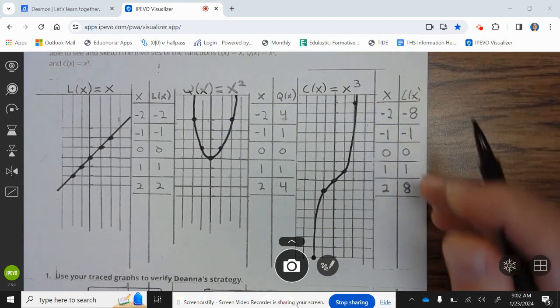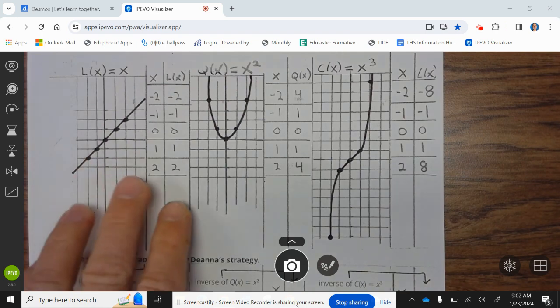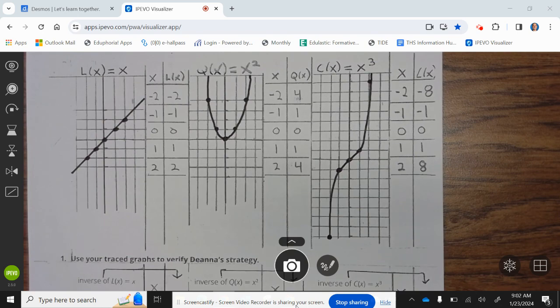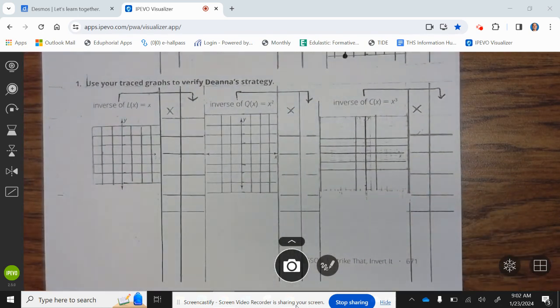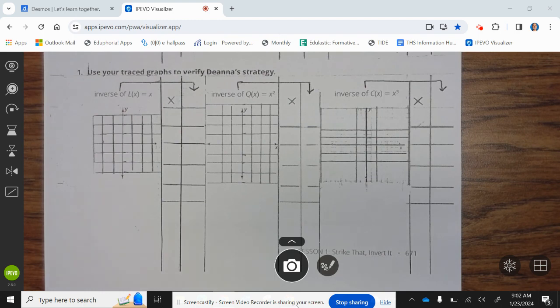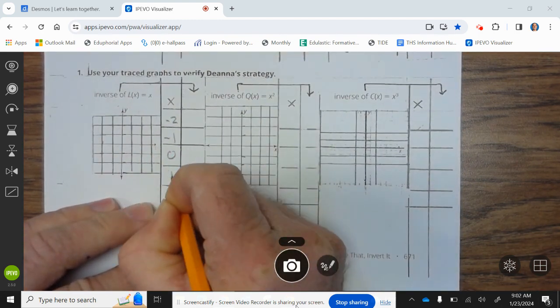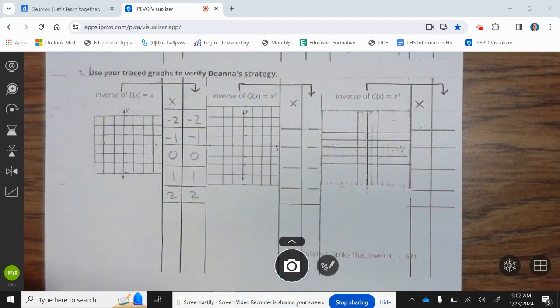All right, so there's your power functions. Now, to do the inverses, we're going to switch the x and y values. Okay, so let's go ahead and do that. Use your traced graph to verify the inverse. All right, so let's go ahead and graph the inverse. So this would be -2, -1, 0, 1, 2, -2, -1, 0, 1, 2.